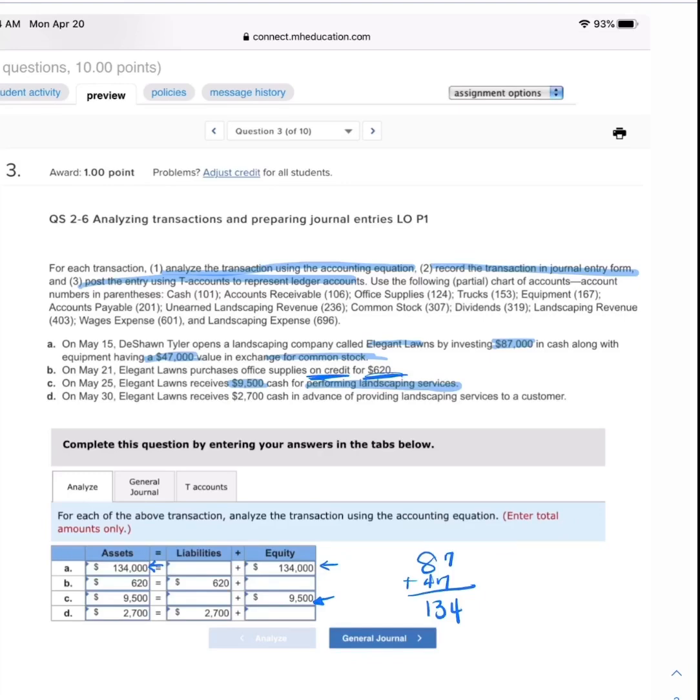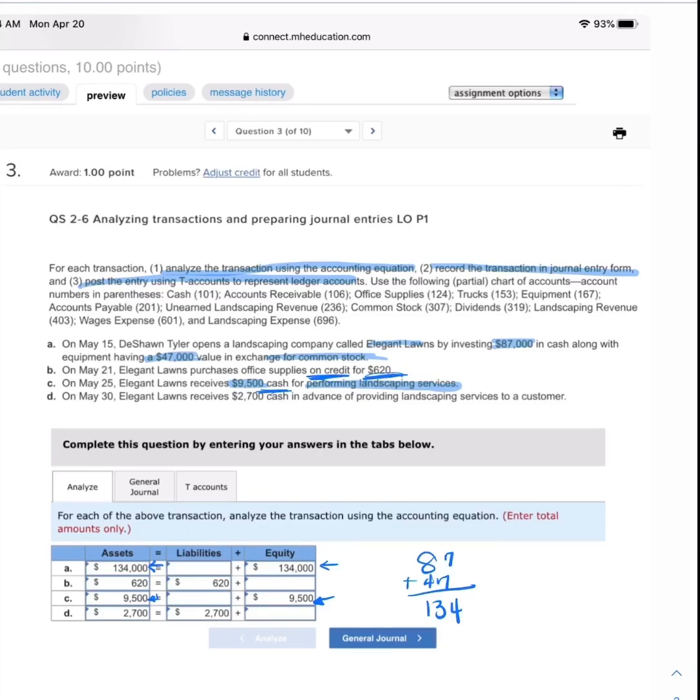On the flip side of that, we did receive cash. And so because we received the cash, we do have an asset, namely cash increasing by that amount. Had we not received cash, we still would have had an asset increasing by that amount, but that asset would have been accounts receivable and not cash. So do make sure you understand the distinction there.